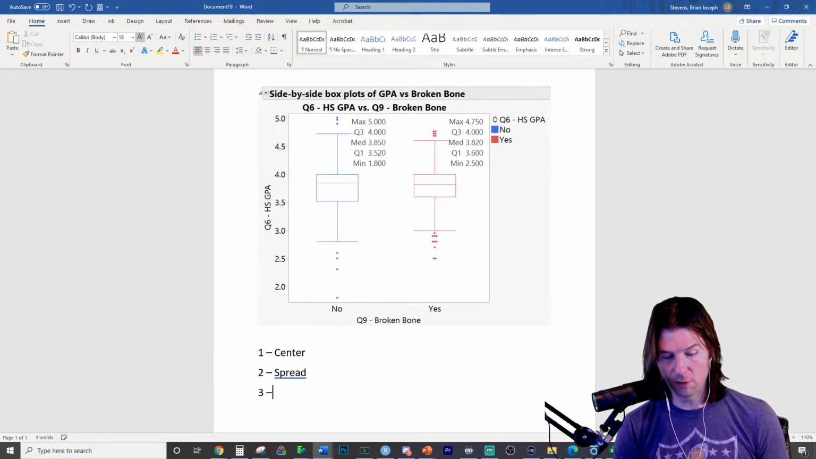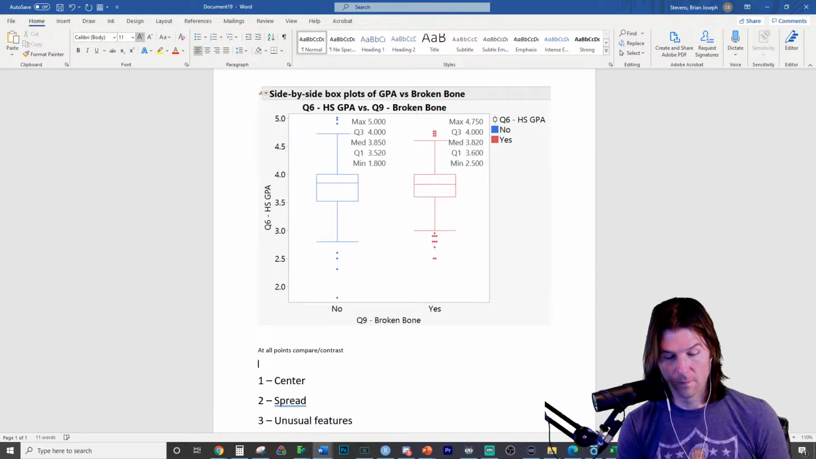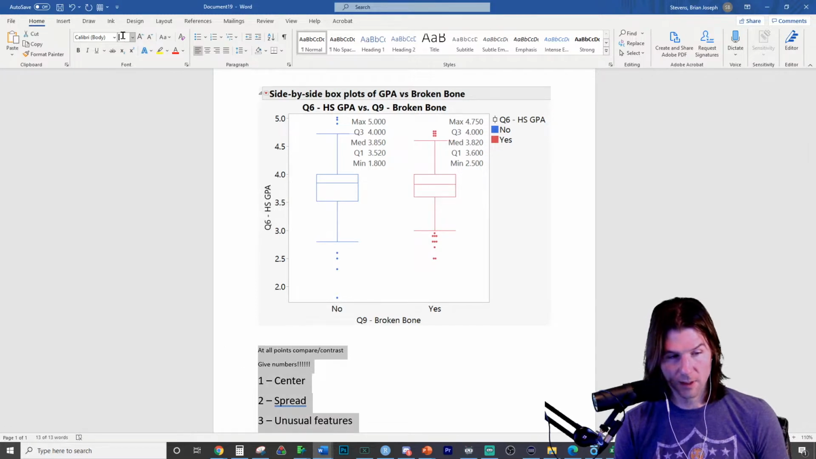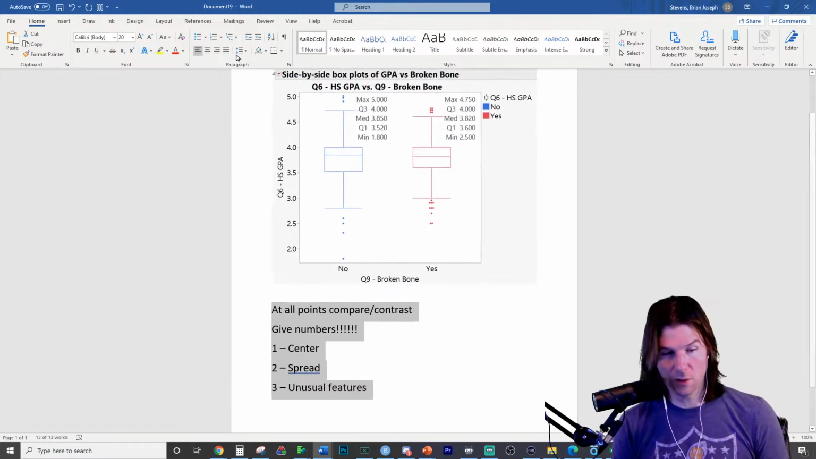Let's talk about unusual features. We really need to, at all points, compare and contrast and give numbers. Please give numbers. I can't state that enough. If you are not giving the numbers here, then that's very, very bad. So at all points, compare and contrast and give the numbers.